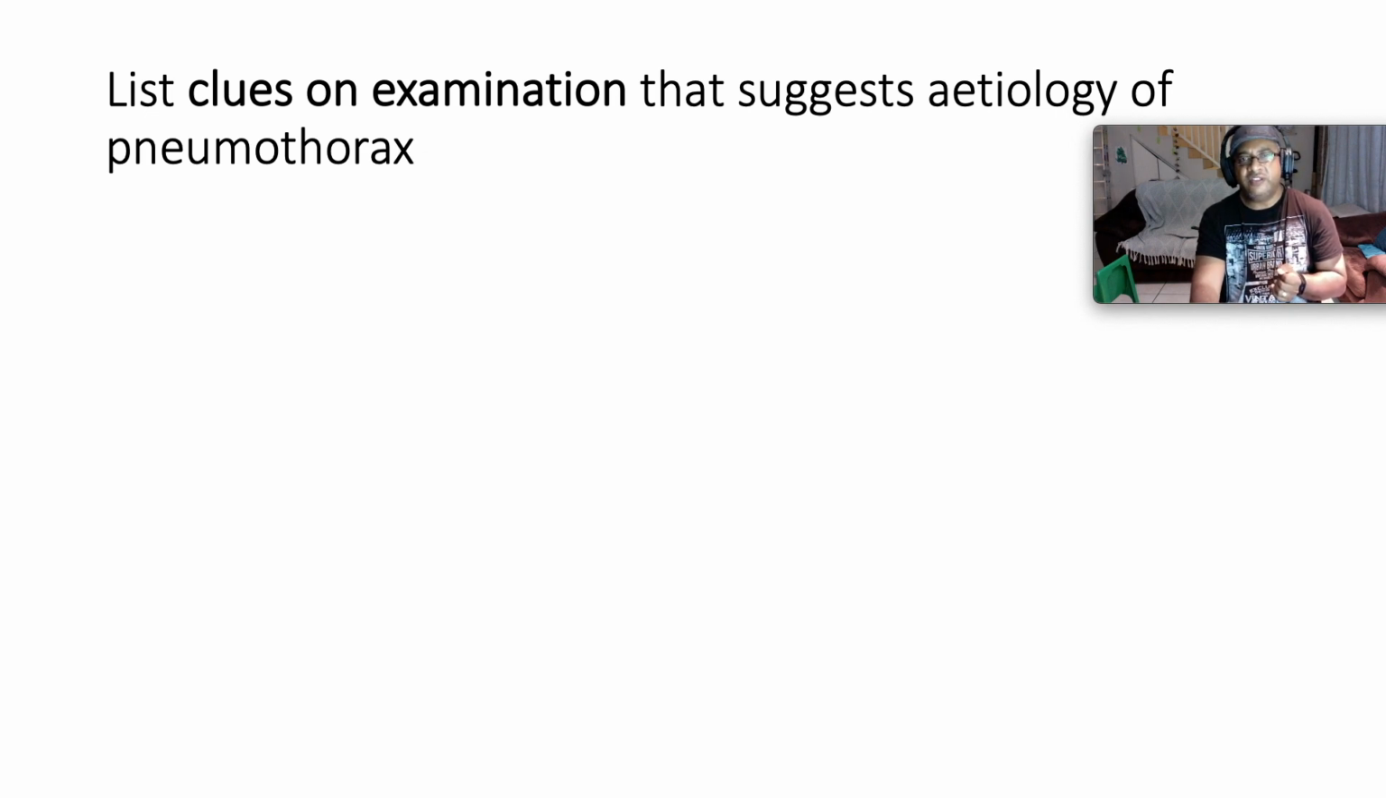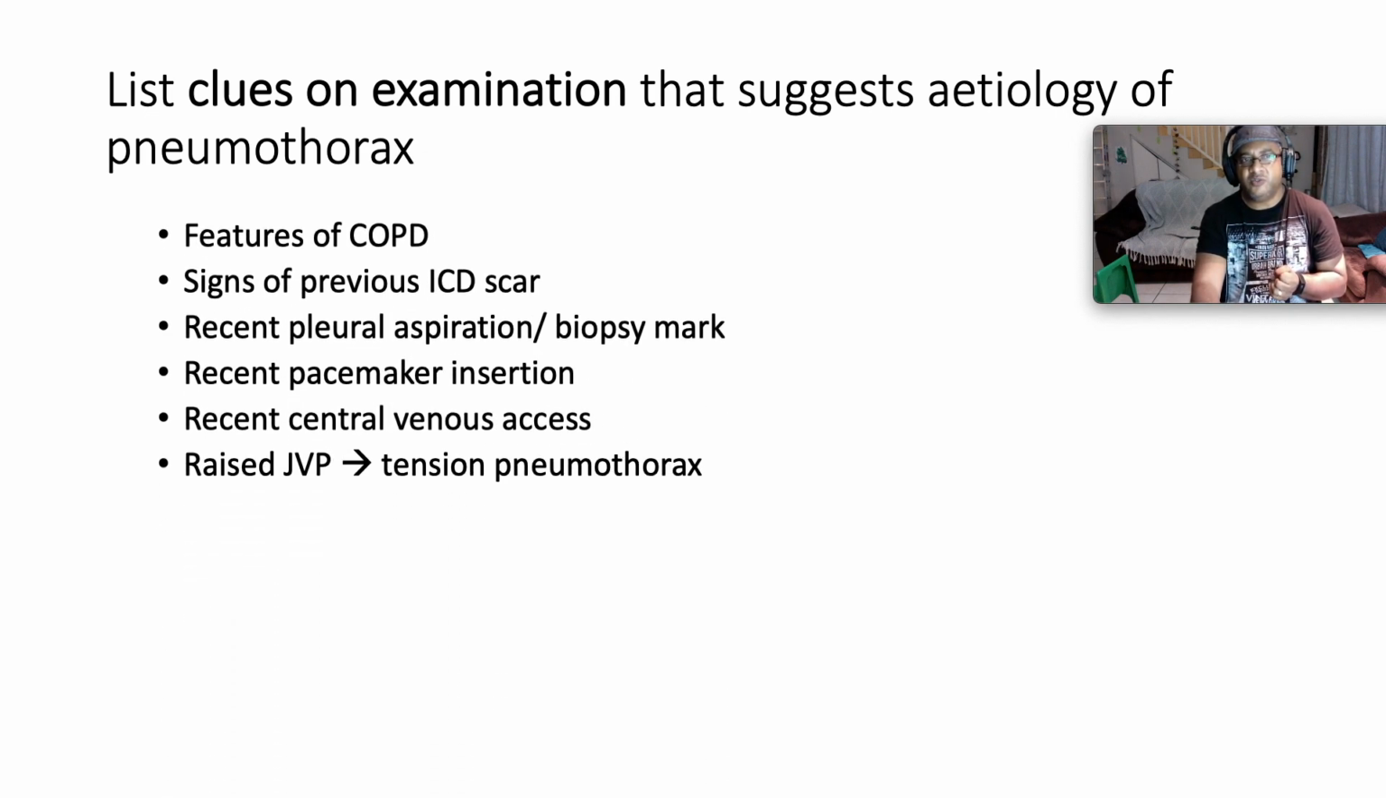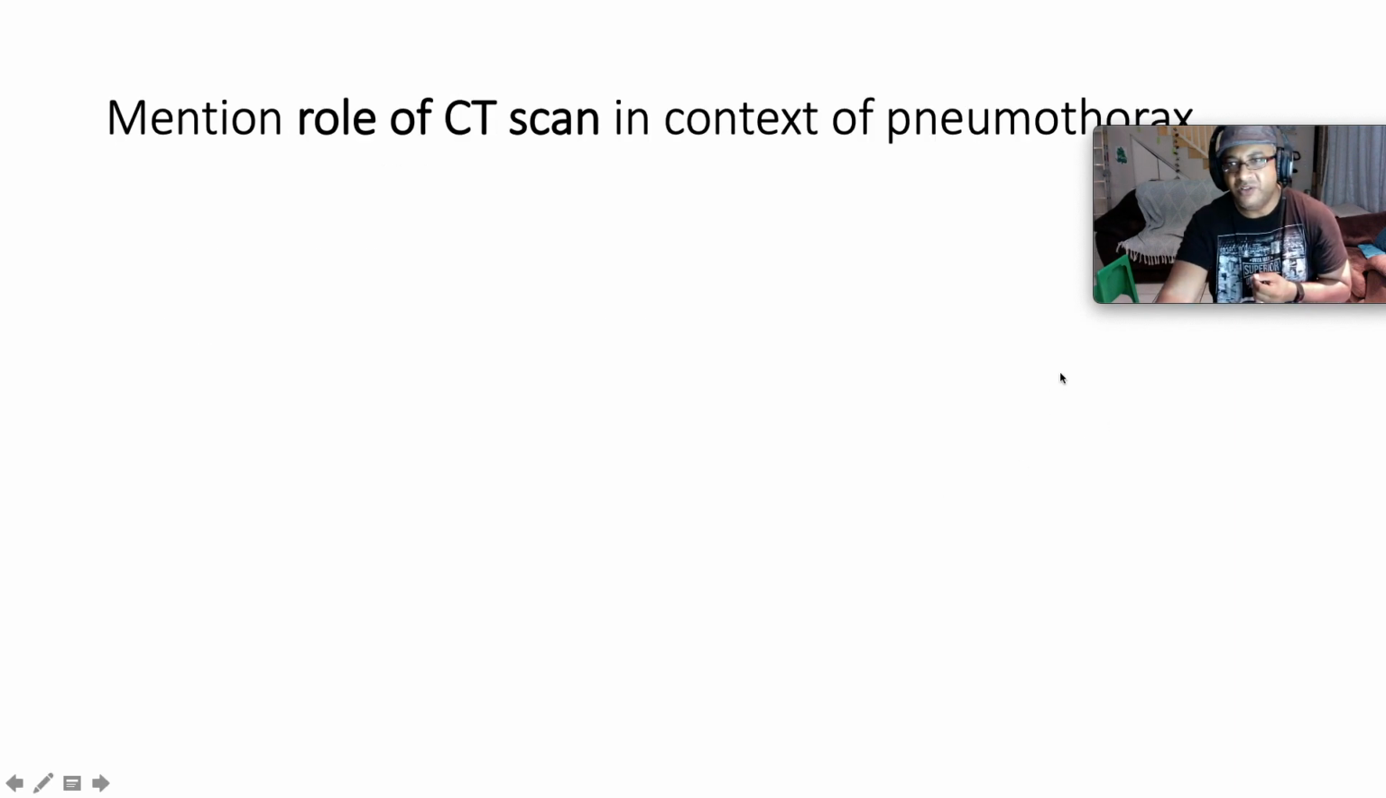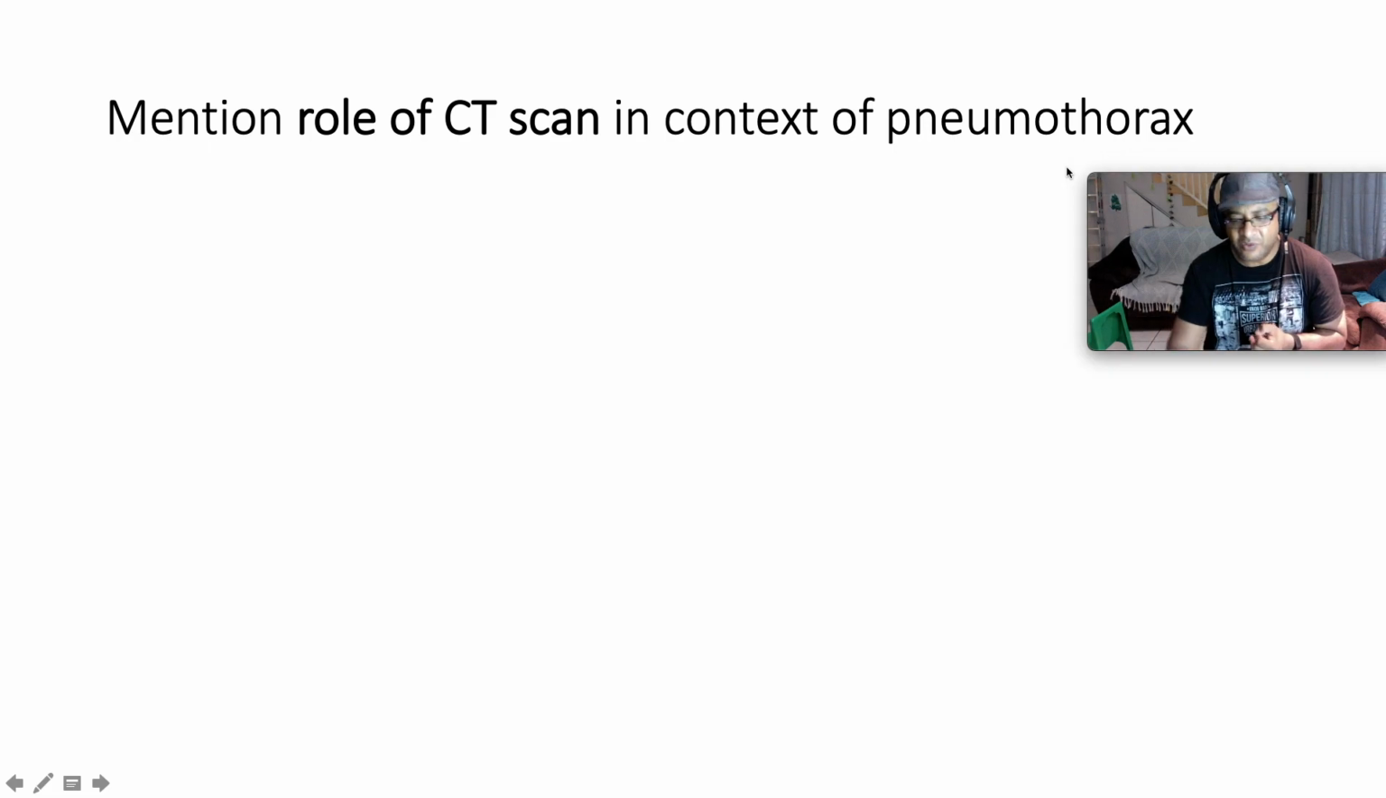What are clues on physical examination that suggest the etiology of pneumothorax? You would have features of chronic obstructive lung disease, where the patient is hyperinflated, you have a barrel-shaped chest, an obtuse esophageal angle, a diminished cricosternal distance, the patient will be wheezing, and there is a history of smoking, etc. There could be a sign of a previous intercostal chest drain scar or a recent pleural aspiration or biopsy mark, recent pacemaker insertion, recent central venous access, raised jugular venous pressure, especially alluding to tension pneumothorax, right?